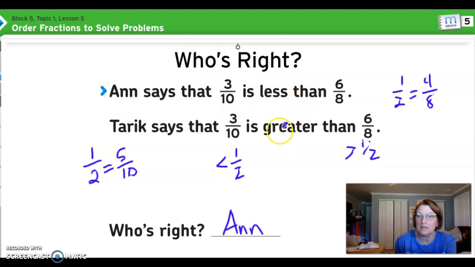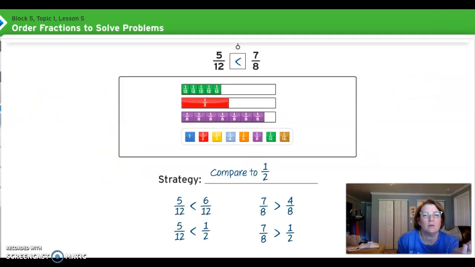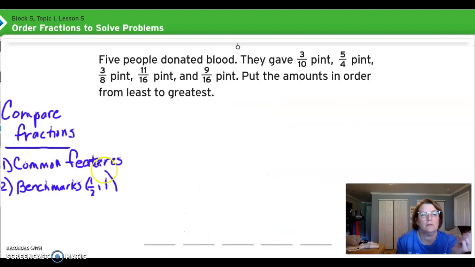And it's those reasoning skills that we're going to use today in order to put fractions in order without really having to do any calculations, just thinking about it. So on this screen, I wrote down those two strategies. To compare fractions, we use common features. You'll remember we did common denominators. You'll remember we did common numerators. And then we compared to the benchmarks in the last lesson of a half and one.